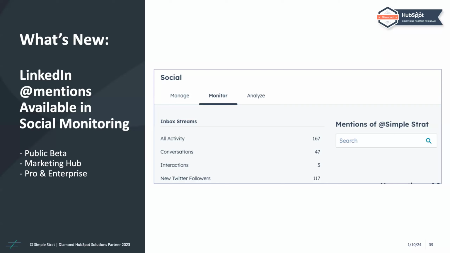It is specific to your company record. As of right now, you can't monitor mentions of executives at your team, for example. But for us, for example, we can monitor all mentions of Simple Strat. So anytime Simple Strat is tagged on LinkedIn, that would show up in a feed inside of HubSpot, and we can engage directly from this feed, so we don't have to jump over to LinkedIn to engage. So just a great way to keep an eye on people talking about you on social media, and also be able to engage them in a relevant way.